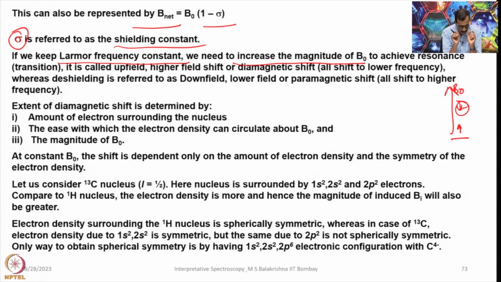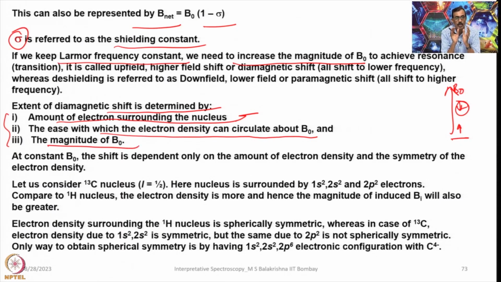So the extent of magnetic shift is determined by the amount of electron density surrounding the nucleus. These points are very, very important. These 3 points I have shown here. The extent of diamagnetic shift is determined by the amount of electrons surrounding the nucleus, the ease with which electron density can circulate about B naught, and the magnitude of B naught.